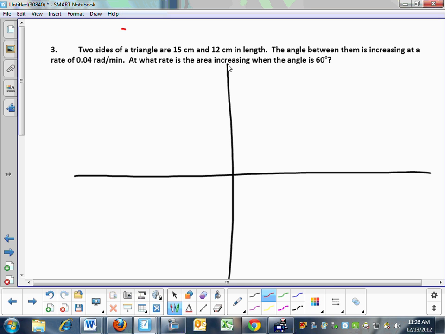So I'm going to draw my picture. I have a triangle. One side is 15. The other side is 12. Are those sides changing? No, they're not changing at all. Is theta changing? Is the opposite side changing? Yes. Fortunately, I don't have to know the opposite side. Do you know the area of a non-right triangle?